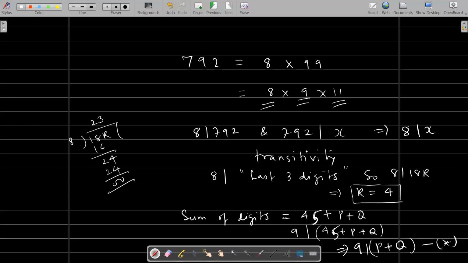45 plus P plus Q may be 54 or 63. Or it also could be 45 if P plus Q is 0. Yeah, if both are 0, because they are in-between digits, so they could be 0. So that's one possibility. So either both 0 or the sum will be 9 or at max 18, maximum 18, right? Yes, sir. So what is then the condition with divisibility by 11?